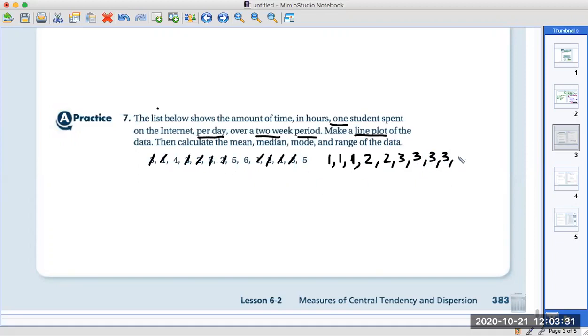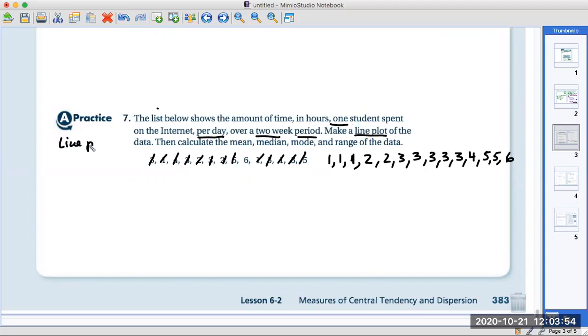Oh, how many 3s do I have? 5 of them. And then comes 4. There's only 1, I think, and 2 5s, and 1 6. All right, so put numbers in order. And then you can make your line plot.